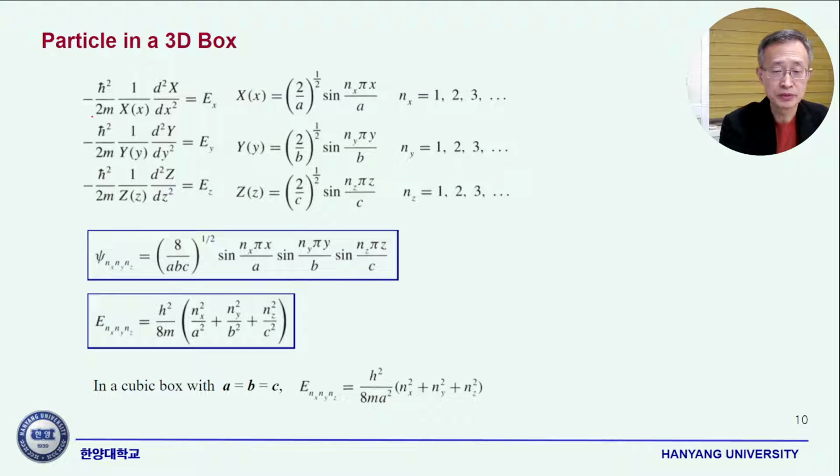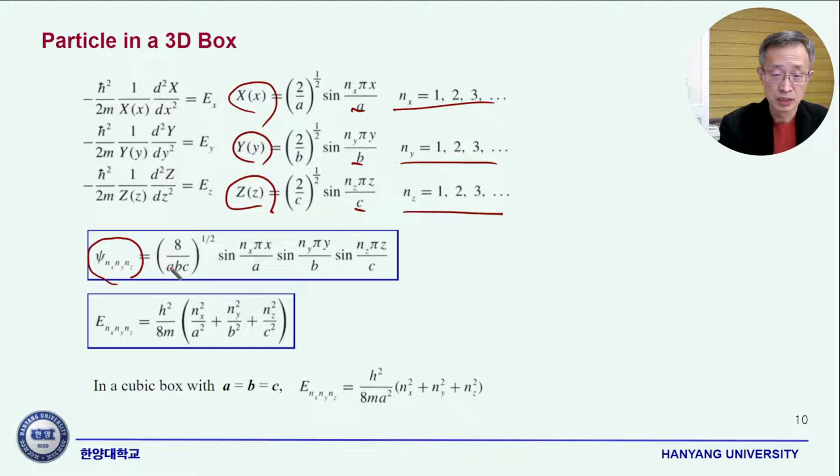So each separation yields us three one-dimensional box problems, but the dimensions are given as A, B, and C, and each has a different set of quantum numbers in the X, Y, and Z dimensions. Our wave function is a product of large X, large Y, and large Z, which is the square root of 8 over ABC, times sine of n_x pi x over a, sine of n_y pi y over b, and sine of n_z pi z over c.